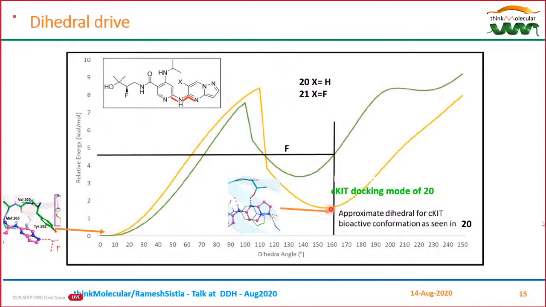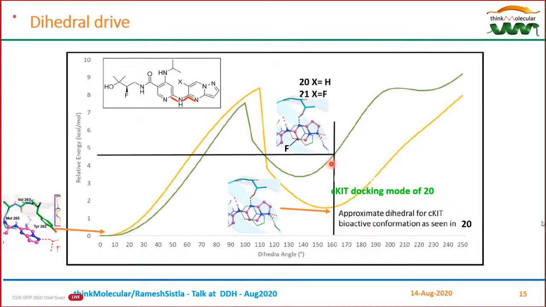Whereas the dihedral here actually corresponds to a flipped version, a flipped mode of this particular heterocycle. So therefore this dihedral, when it is about say 160 degrees or so, 20 could still do that because it had only about 1.2 or 1.3 kilocalorie above the global minimum.